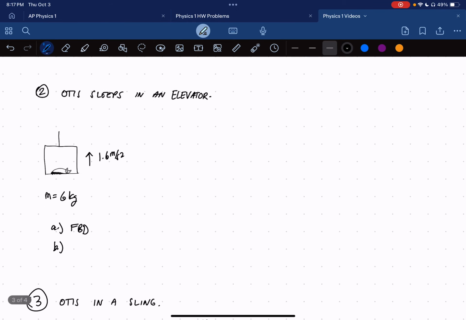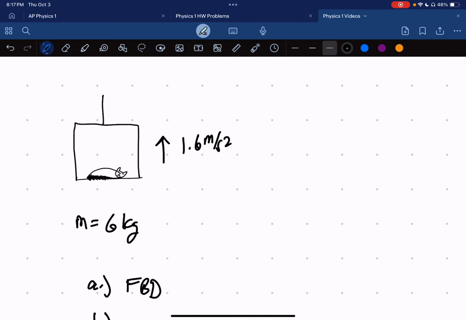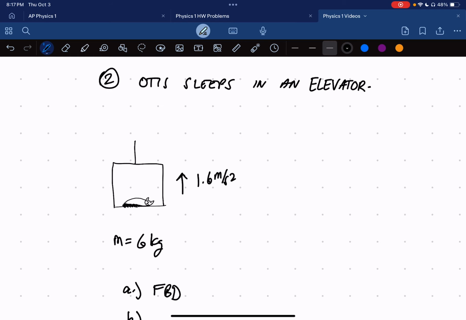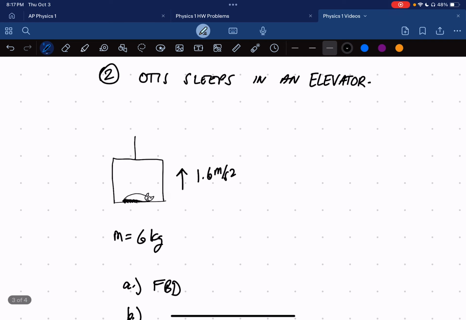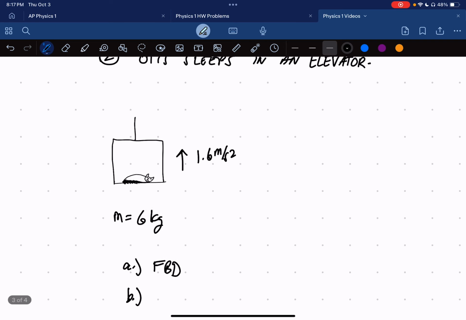You can pause anytime. Number 2, Otis sleeps in an elevator. So we just draw Otis in an elevator in a box. Oh, and by the way, the elevator is accelerating upward, 1.6 meters per second squared. Otis is still 6 kilograms.